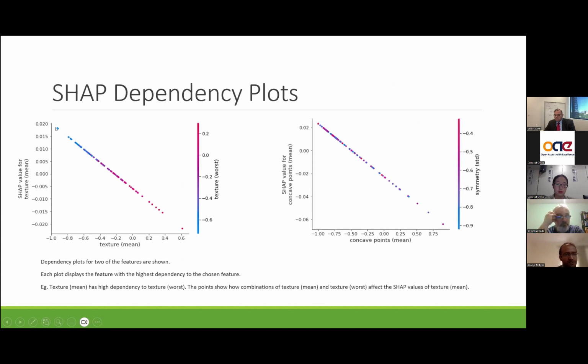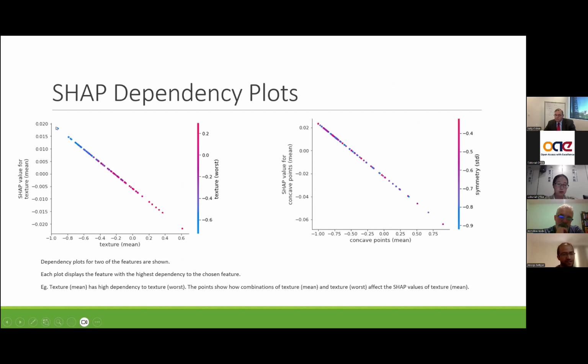So what this shows is that as the texture mean increases, the SHAP value is decreasing. So that means this is for the malignant case. As the mean of the texture is increasing, the SHAP value is decreasing, which means that the model is more likely to make a malignant prediction because the SHAP value here corresponds to the malignancy. And you can also see that these are color coded.